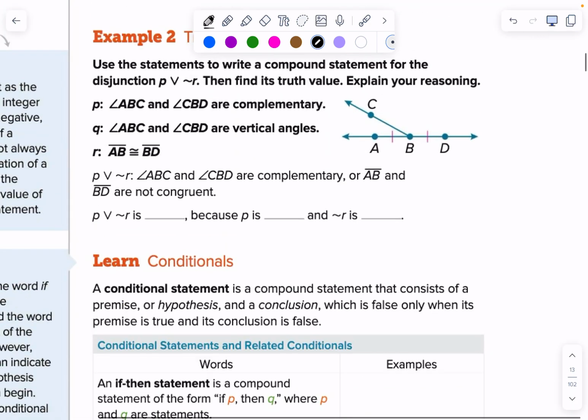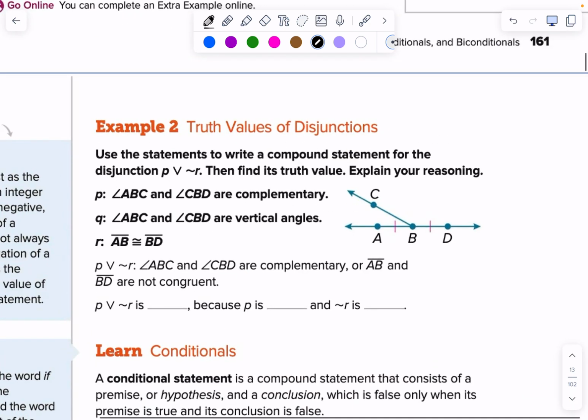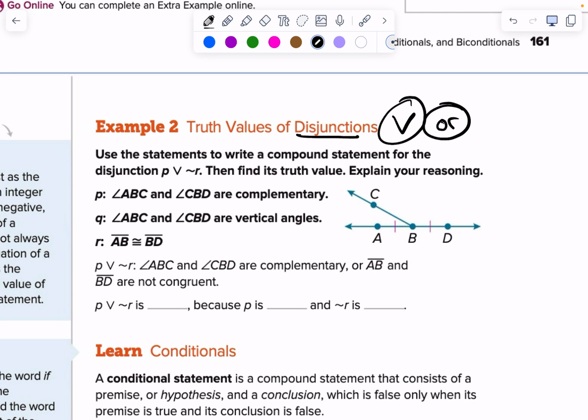Okay, here we go. Let's talk disjunctions, all right? A disjunction is a V and a disjunction is an or. So they could say disjunction or they could say V or they could say or. They all mean the same thing, right?